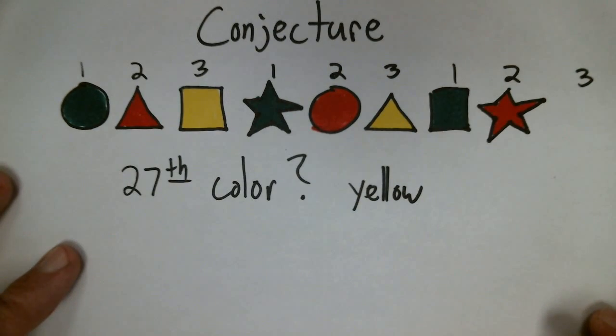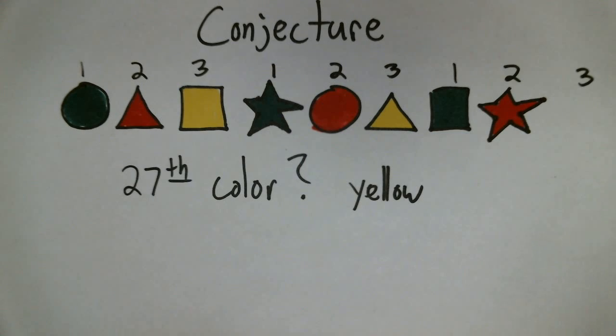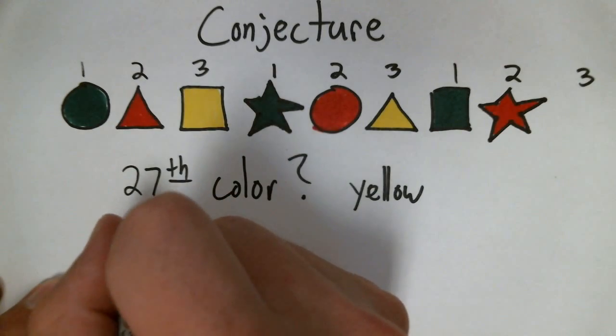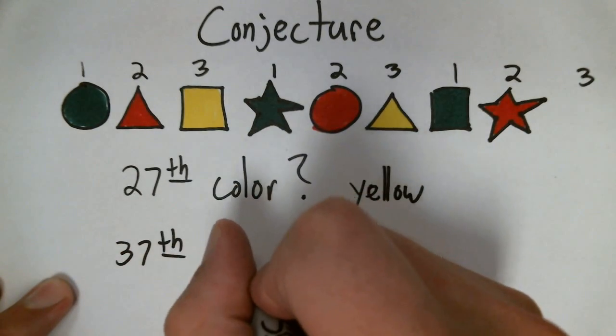Okay, that's pretty easy. All right, but let's look at what happens if they ask us for a number that's not evenly divisible. Let's say they're asking us for the 37th shape.